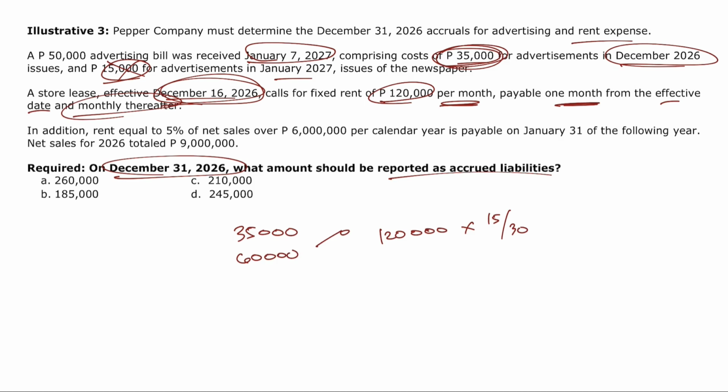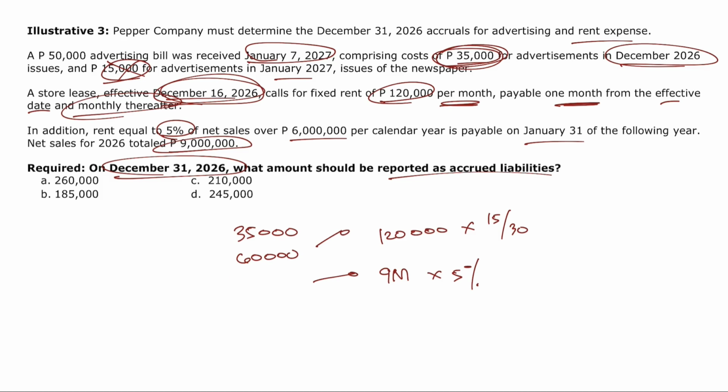Okay? Then, in addition, rent equal to 5% of net sales per calendar year is payable on January 31 of the current year. Net sales is 9 million. So, meron tayong tinatawag na royalties dito, no? So, based daw siya sa sales. So, 9 million times 5% is magkano? 9 million times 5%. This is equal to 450,000. Tama ba? 450.